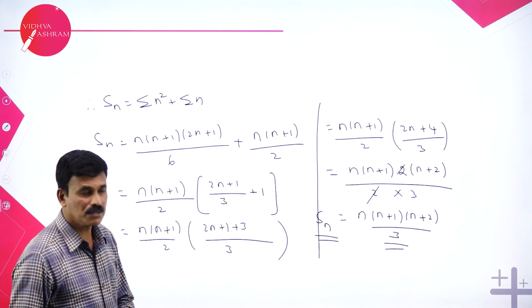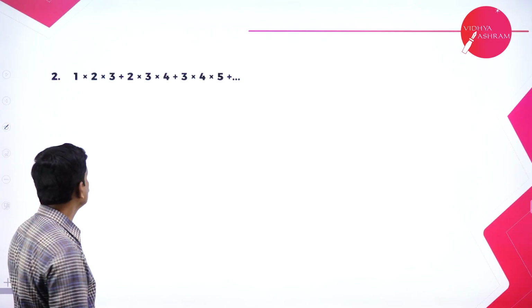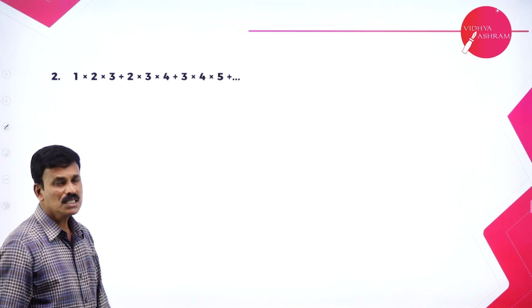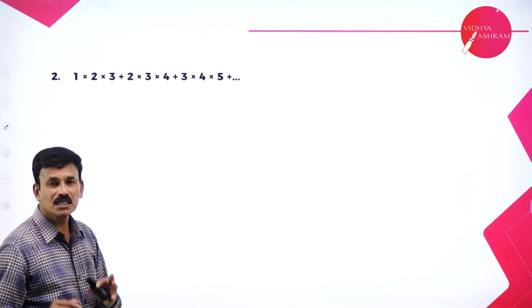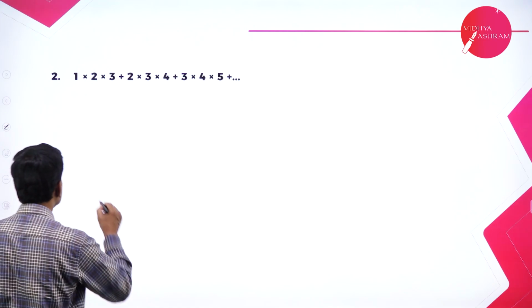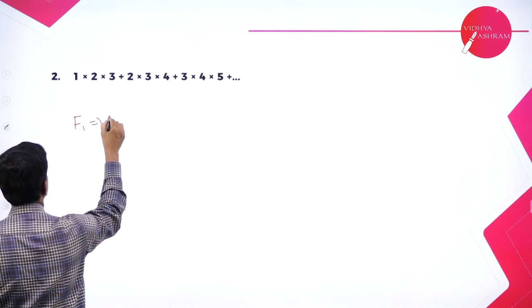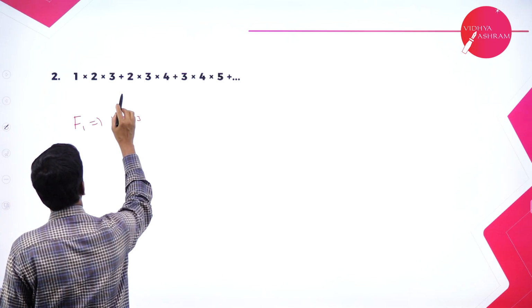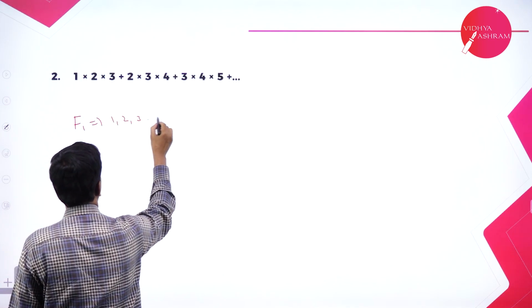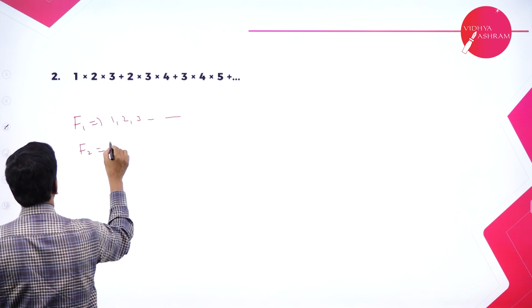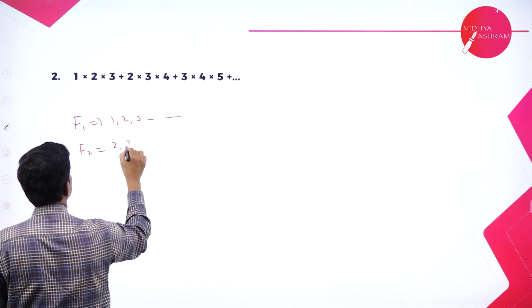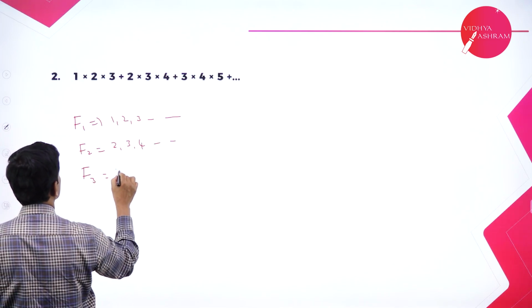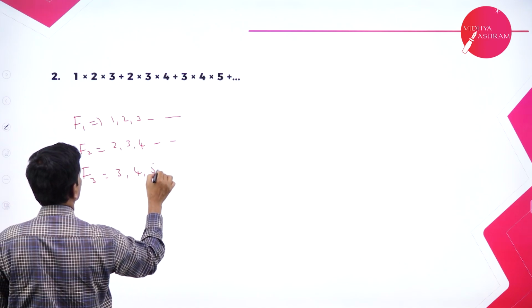Now, let us take a similar type problem. Find the sum to n terms of the series 1 into 2 into 3 plus 2 into 3 into 4 plus 3 into 4 into 5. Just find out the nth term of the first, second and third terms of the series. The first terms are 1, 2, 3, etc. The second terms are 2, 3, 4, etc. The third terms are 3, 4, 5, etc.